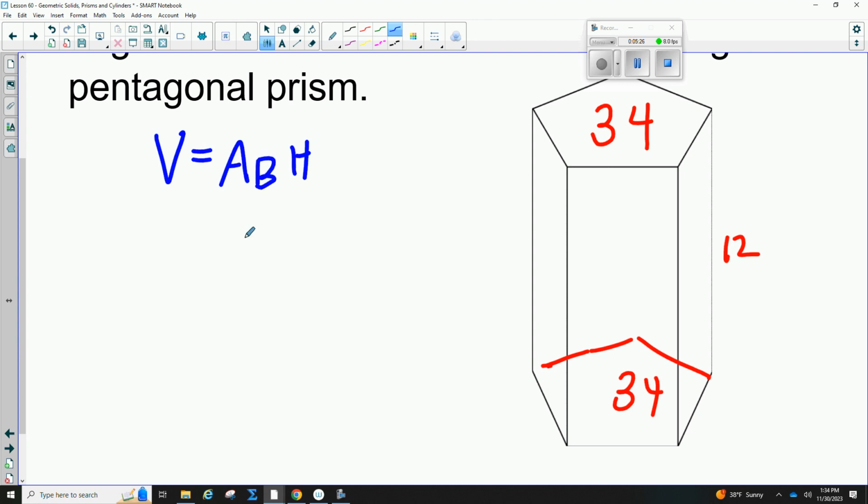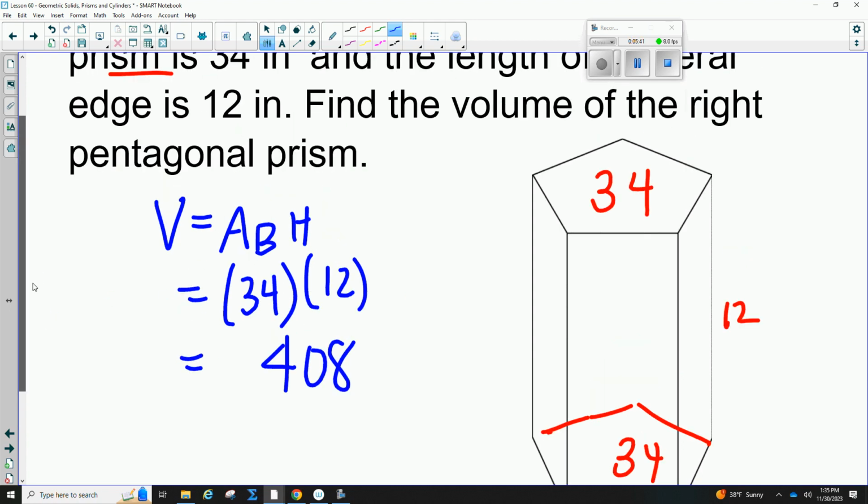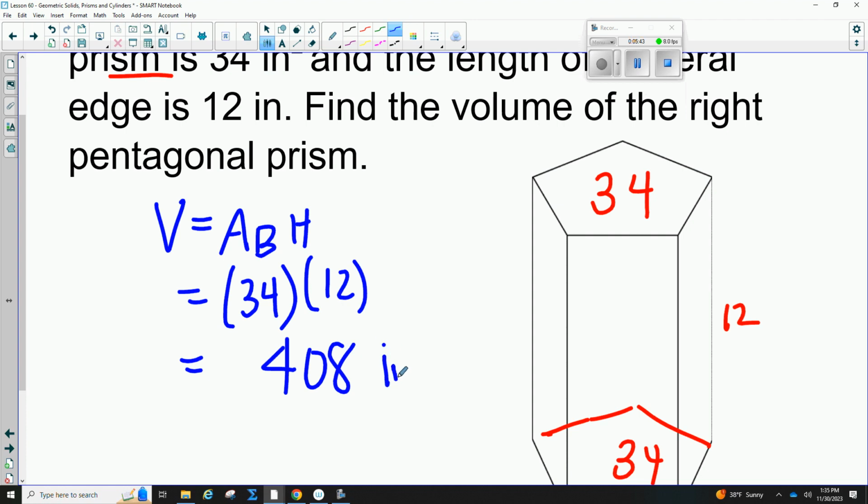They literally told me the area of the base, okay? The area of that pentagon is 34. And the height is the height of that lateral edge. And we plug that in and we get 408. And the units for this, it says, are in inches, and this is a volume problem, so it is inches cubed. Pretty easy. Okay, last one.